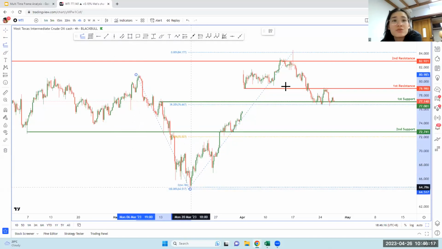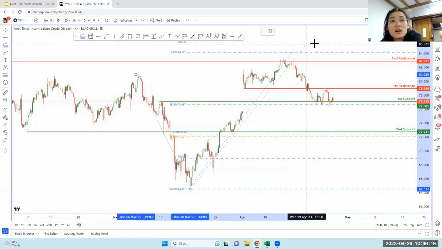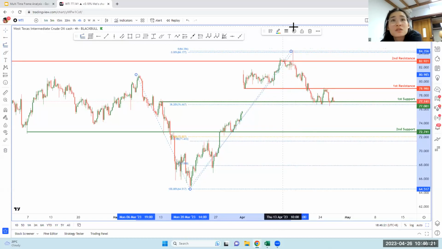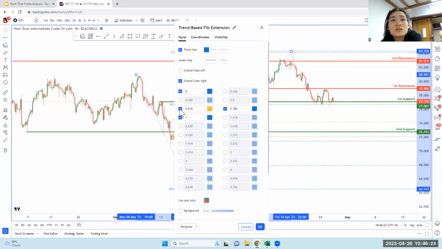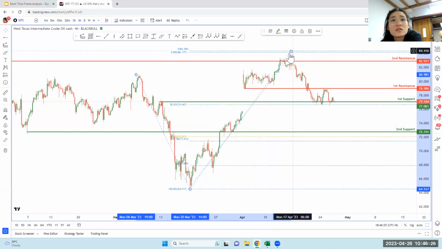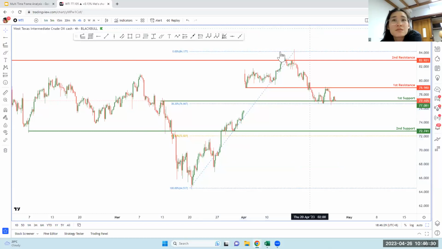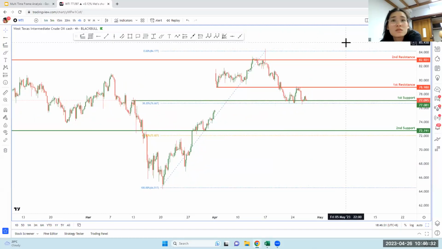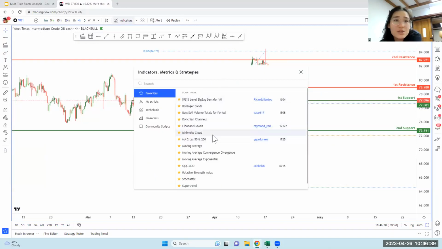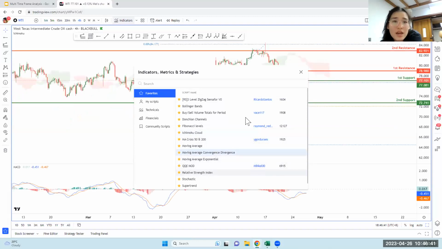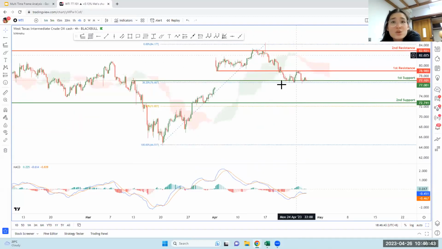Okay, let's see if we have some more Fibonacci levels. Not really. Okay. So now let's pull out our indicators. We have Ichimoku, MACD, and RSI. So price is moving below our Ichimoku cloud, giving us a bearish bias.